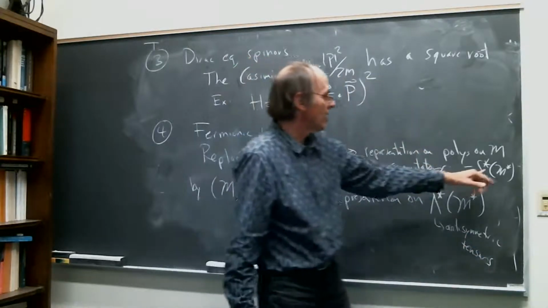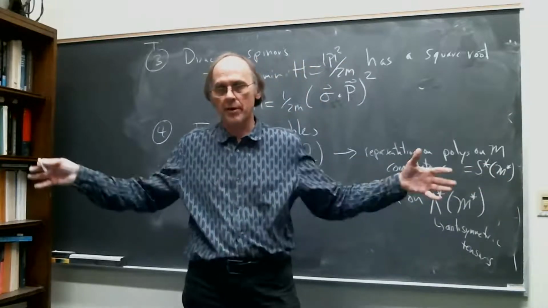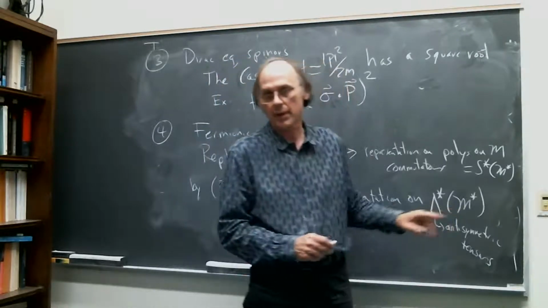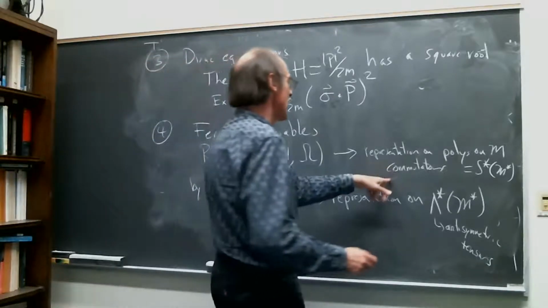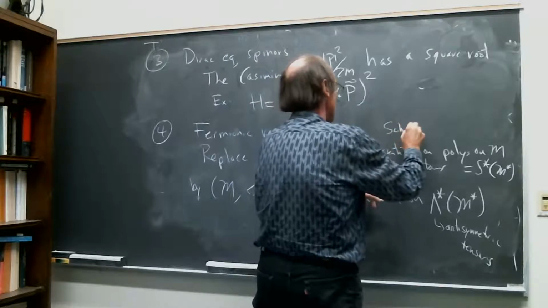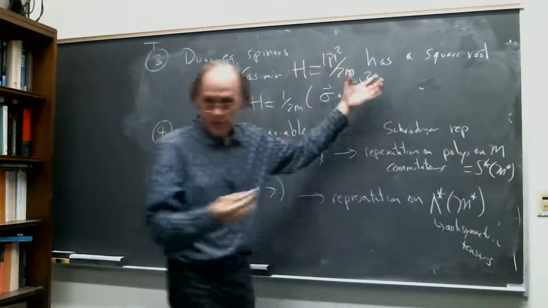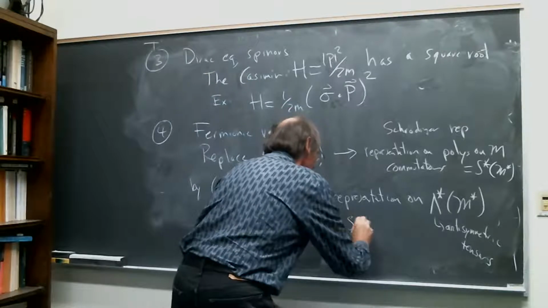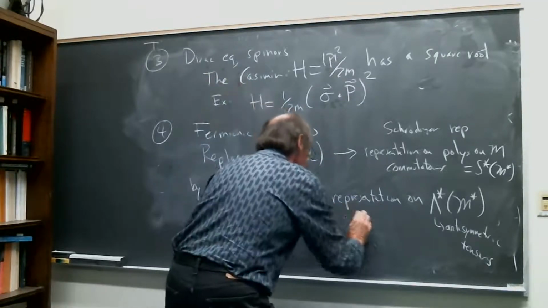So instead of taking the tensor product of arbitrary numbers of the space and looking at the symmetric things in the tensor product, you look at the antisymmetric things in the tensor product. And here you had a Schrodinger representation, which is essentially a unique answer to this problem. Here you have a spinor representation.